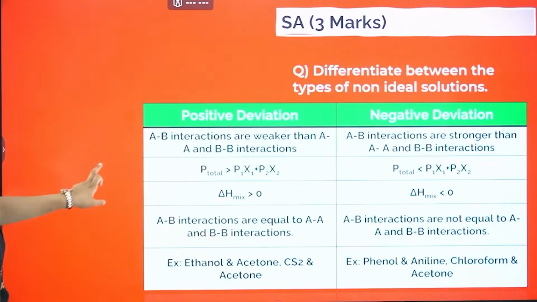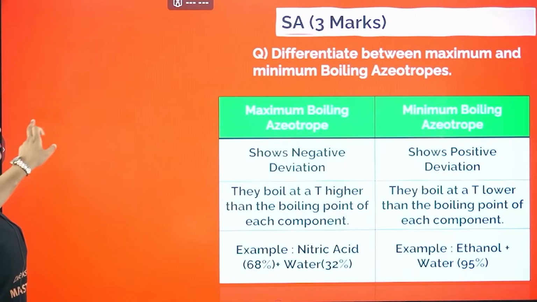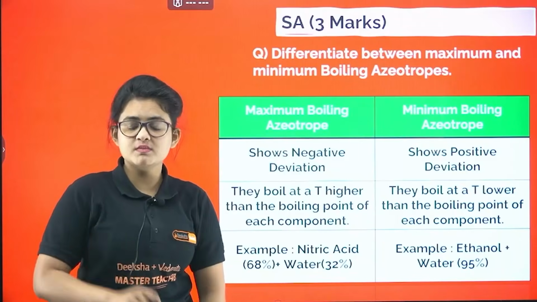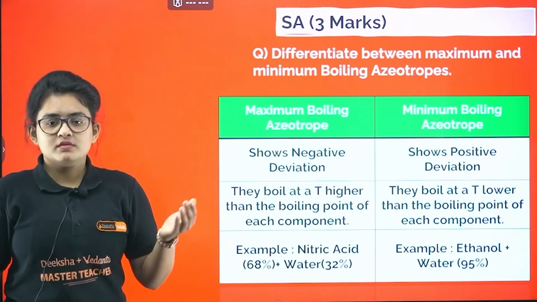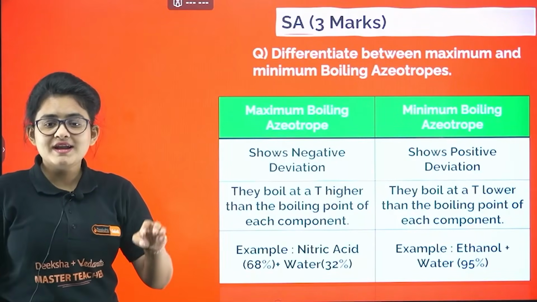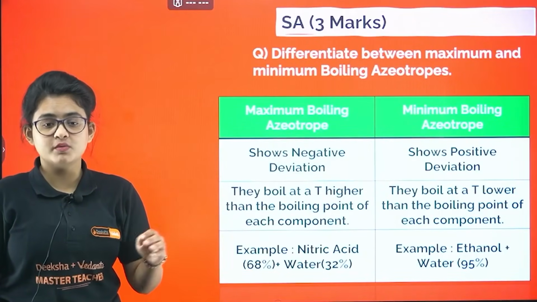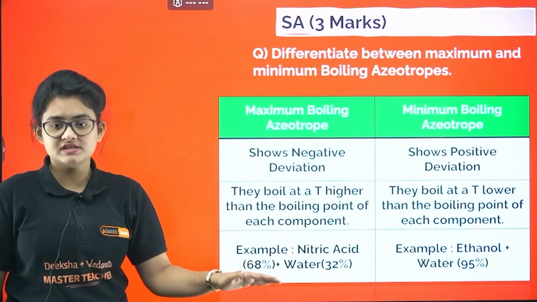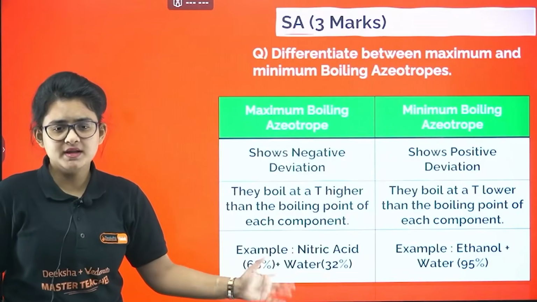So yeah, let's proceed. Differentiate between maximum and minimum boiling azeotrope. So maximum boiling azeotrope shows negative deviation from Raoult's law, and minimum boiling azeotrope shows positive deviation from Raoult's law. Now for maximum boiling azeotrope, they boil at a higher temperature than the usual boiling temperature of each component, right? And for minimum boiling azeotrope, they boil at a lower temperature than the expected boiling point of each component. Example you can mention.